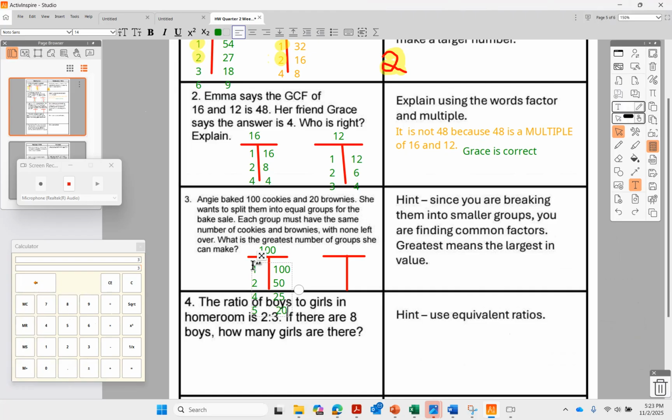100 is not divisible by 6. It's not divisible by 7. It's not divisible by 8. It's not divisible by 9. It is divisible by 10, 10 times 10. Okay? Now let's go over here and let's do brownies.